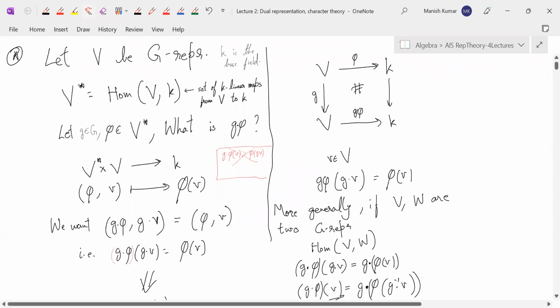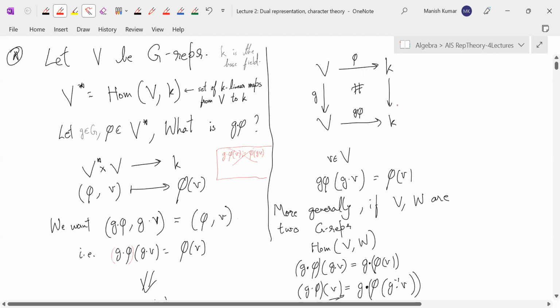So we have this map. We want to know what it is; one way was that this pairing should be preserved. The other way to think about it is that this G action gives you a map from V to V. And then we are given this phi. So we want G phi to be such a map from V to K such that this diagram commutes, where this map from K to K is the identity map. Because there is no action of G on K, it's the trivial action. So this map is identity.